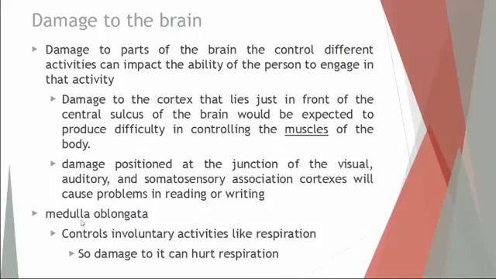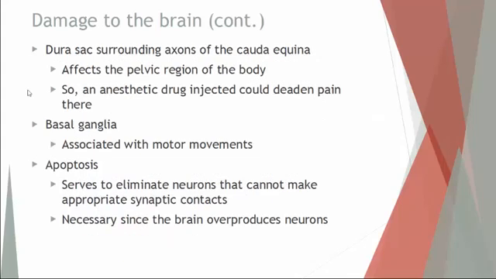When the medulla oblongata has been damaged so severely, the respiratory centers don't work, and the heart or the cardiac centers don't work anymore. All right, next we'll talk about the dural sac. This will contain axons of what's called the cauda equina. Now, the dura is a type of meninges or a type of membrane that will cover the spinal cord and the inside lining of the skull.